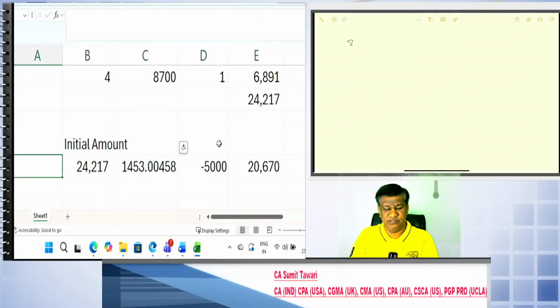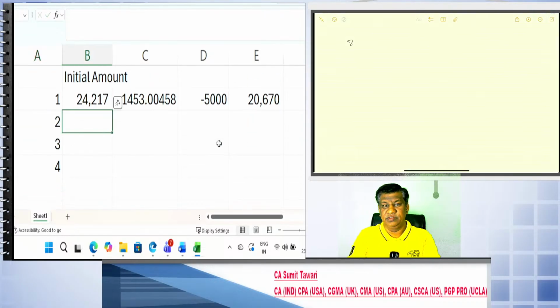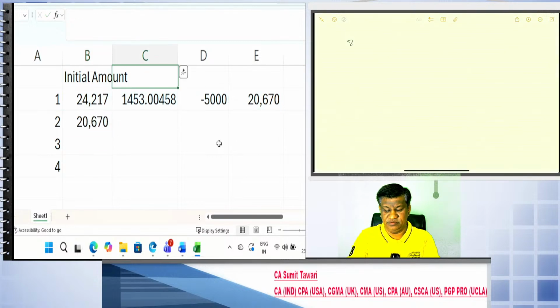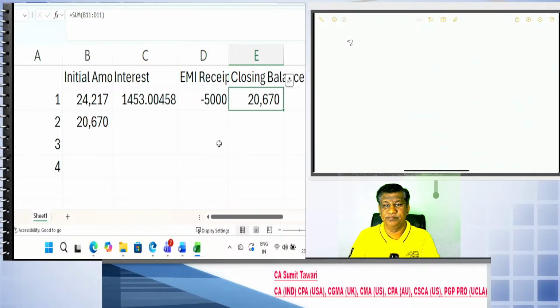So you can see here 1, 2, 3, 4. So this is the initial amount, then interest, then EMI paid, or EMI receipt in this case, and the closing balance.